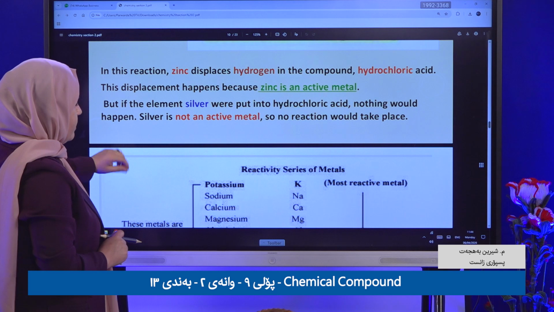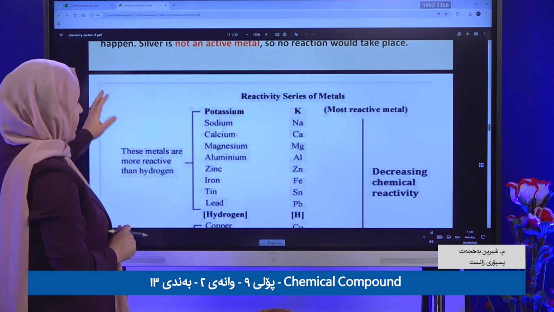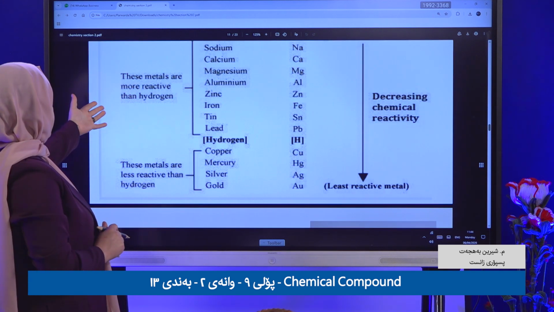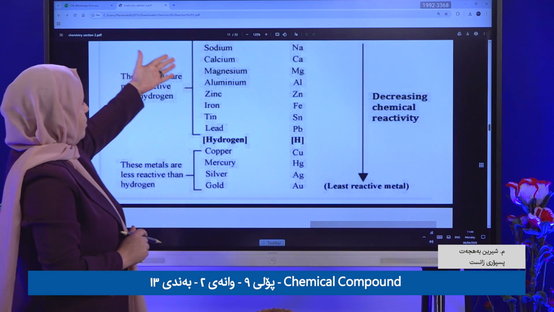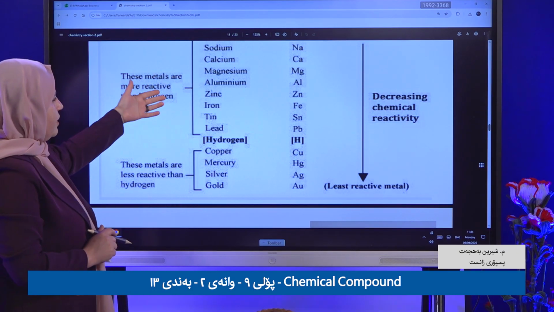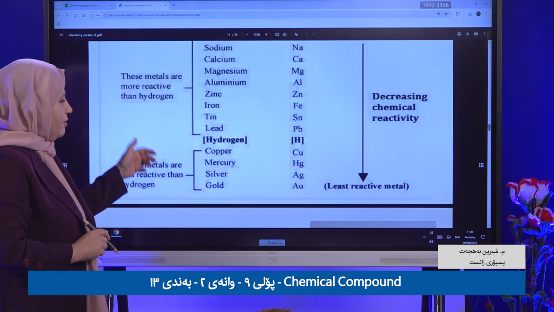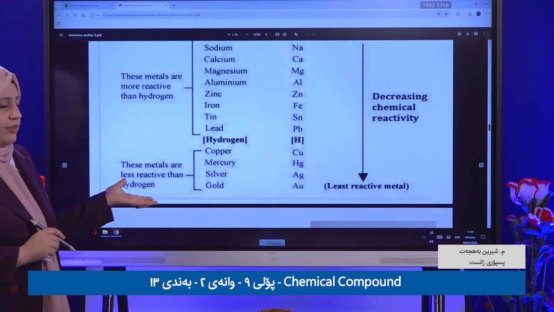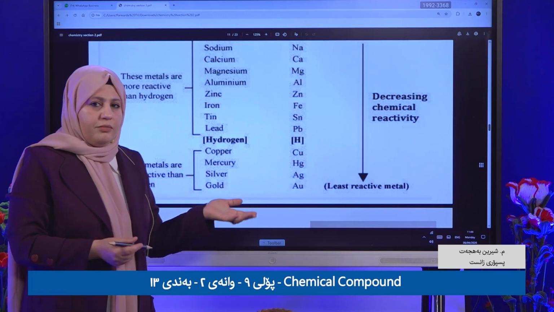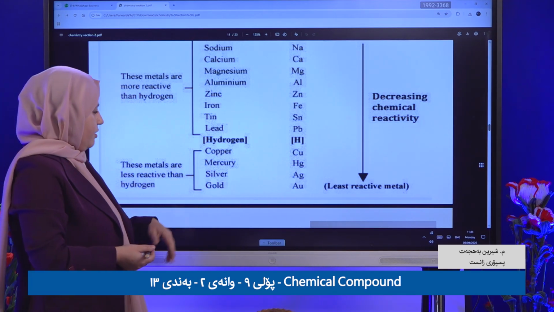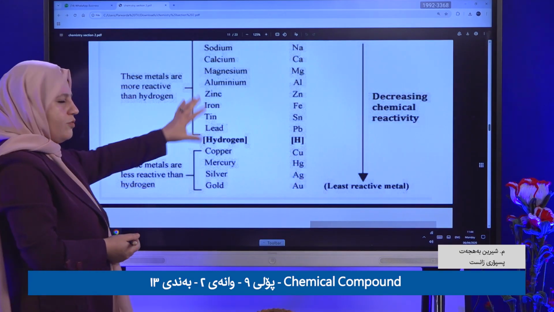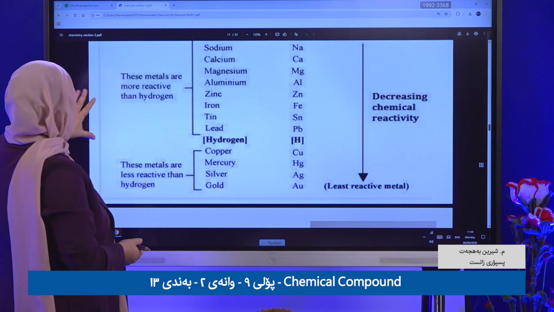Yes, for extra information to know, we have some types of active metals such as sodium, calcium, magnesium, aluminum, zinc, iron, tin, and lead. And we have some inactive metals which do not react with acid, which are copper, mercury, silver, and gold. Okay, just for extra information. It's not included in the national exam. Okay.